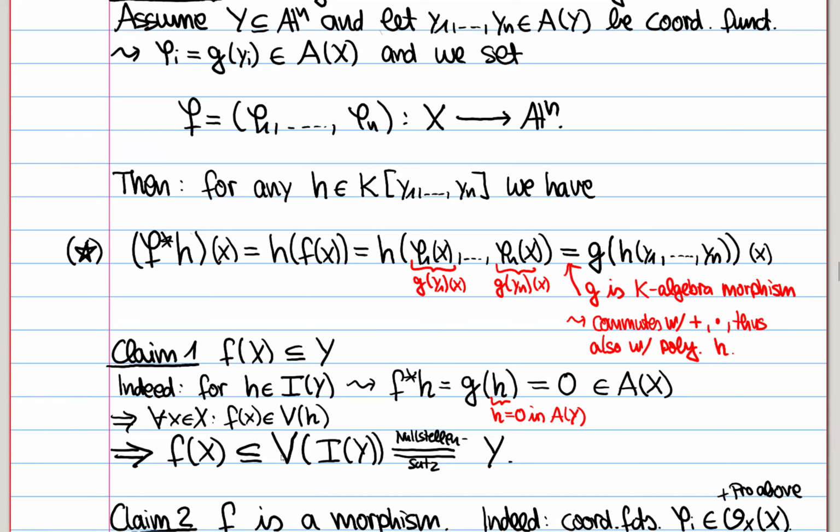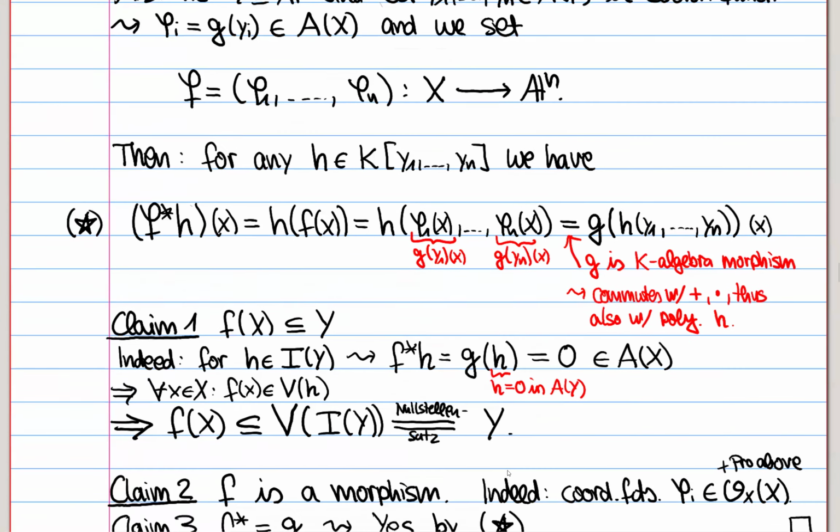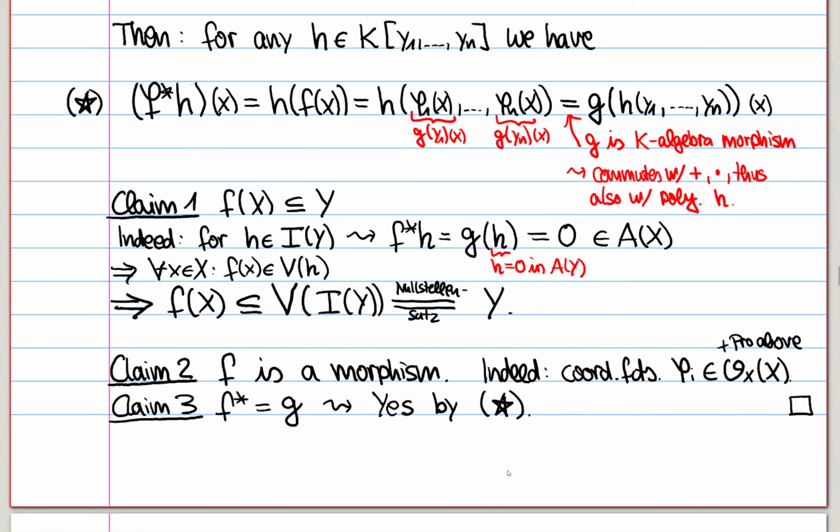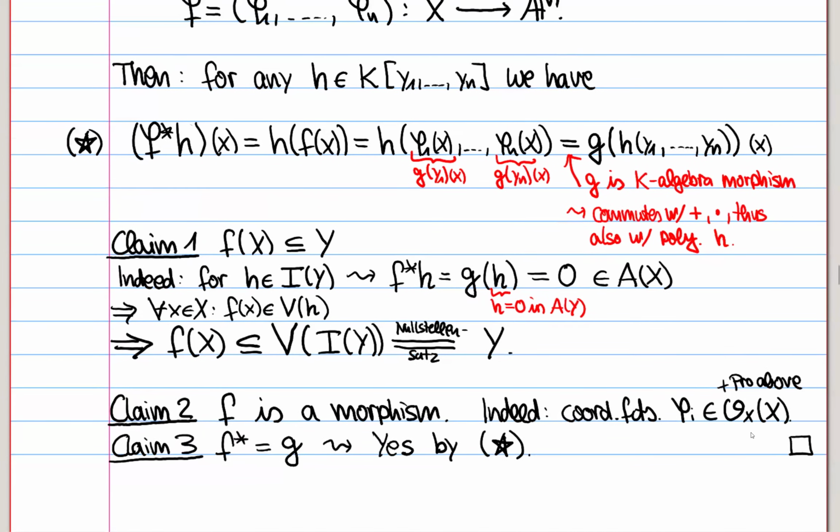And then by the Nullstellensatz, if you take the vanishing locus of the ideal of a variety, then you just get the affine variety back. And so indeed, f of X is a subset of Y. That was nice. And then the second thing is that f is a morphism, because indeed all of its coordinates are given by regular functions on X, plus the proposition above then tells us this is a sufficient criterion to be a morphism.